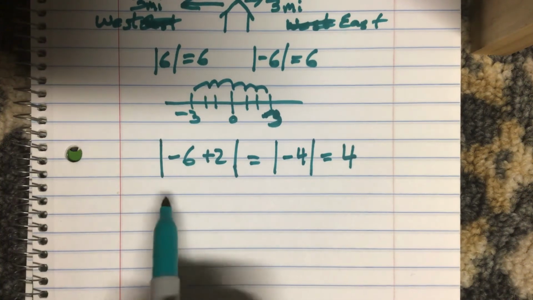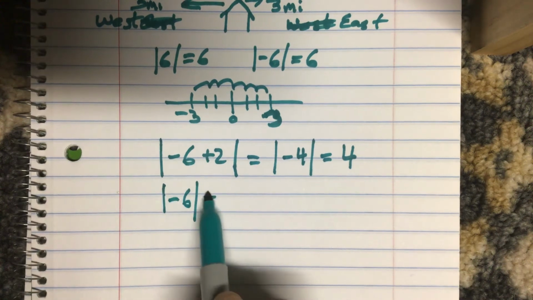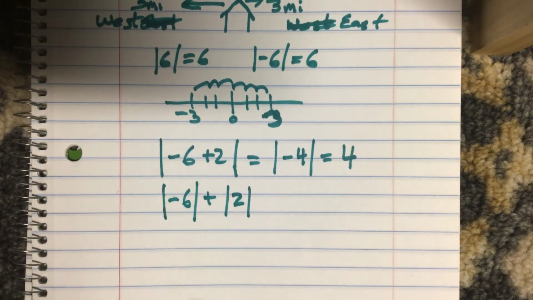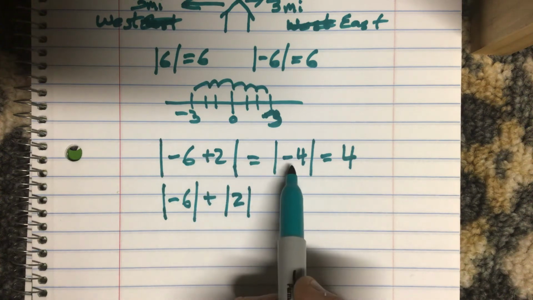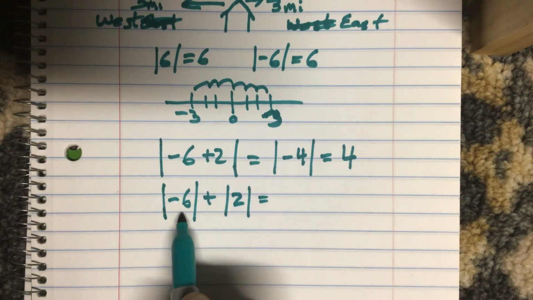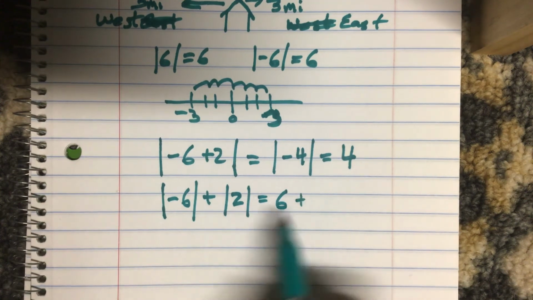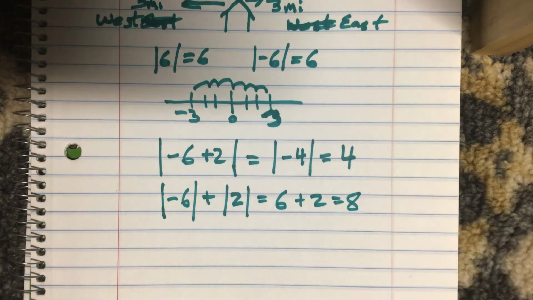Or you could also see those separated, which would be a completely different type of problem. Absolute value of negative 6 plus the absolute value of 2. And when you take those, you're taking the absolute value of each one separately. Here you took the sum first, and then you took the absolute value. Here you're taking the absolute value of negative 6, which is 6, plus the absolute value of 2, which is 2, and you get 8. So you can see you get a different answer.